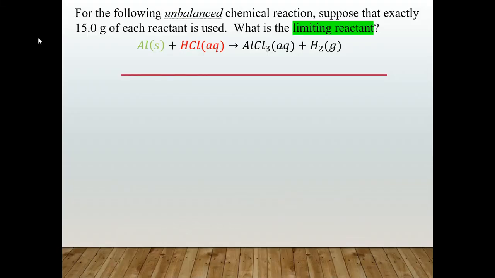Okay, so here's another example of an unbalanced chemical reaction where you're asked to find the limiting reactant. If you want, read with me here. It says that we have 15 grams of each of the following, aluminum and hydrochloric acid, and it reacts to give us aluminum chloride and hydrogen gas.